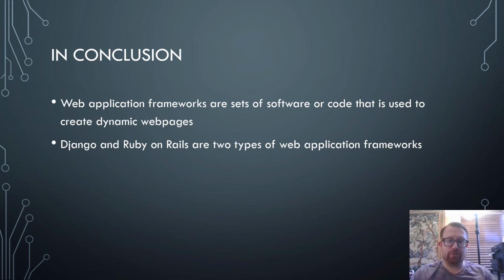So in conclusion here, web application frameworks are a set of software code that is used to create dynamic web pages, and Django and Ruby on Rails are two types of these application frameworks. So you only need to know about what a web application framework is, what it does, and the two main types that the text talks about. Other than that, if you are curious, like I said, you would take an advanced course on web design to learn more.